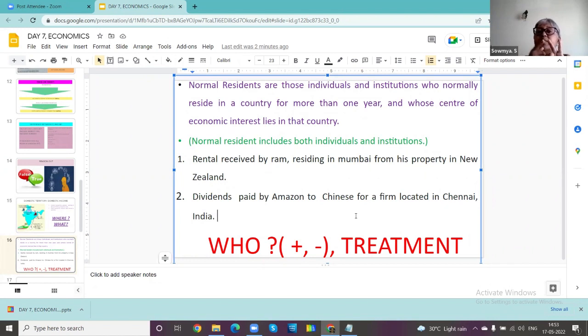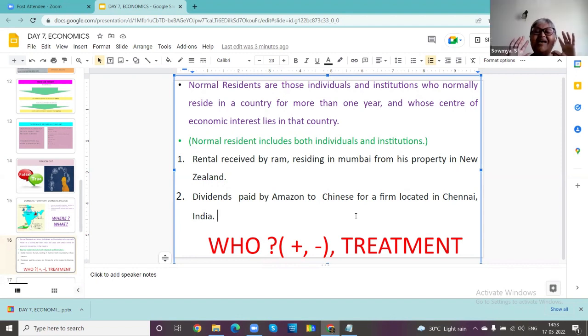Then let them look into the question. Dividends paid by Amazon to Chinese for a firm located in Chennai, India. Where is the firm located? In India, in Chennai. And who is making this income? This income is made by Chinese people. So this does not belong to our normal resident. So this is the factor income made by Chinese, isn't it? So this has to flow out of the country. So this has to be treated as factor income to abroad. So as part of the NFIA, this has to be deducted from the domestic income to arrive at the national income.